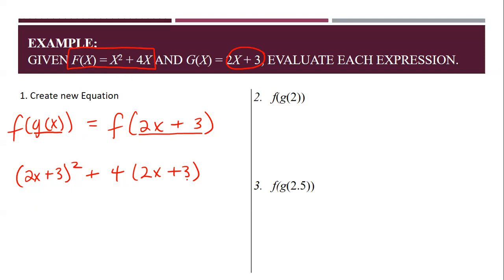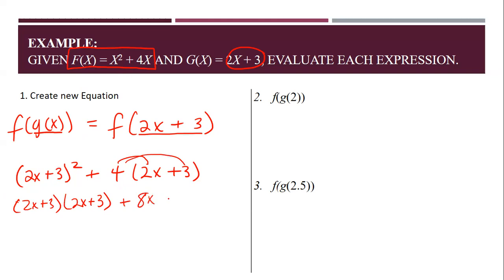To evaluate this new equation, you're going to simplify it. If I have something squared, what does that mean I have? 2 of them. So this is actually 2x plus 3 times 2x plus 3. And this is going to be distribute. What's 4 times 2x?